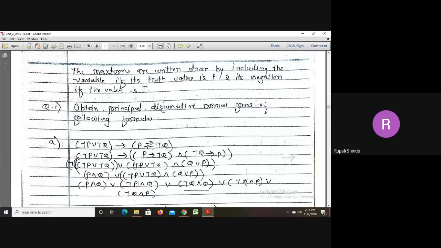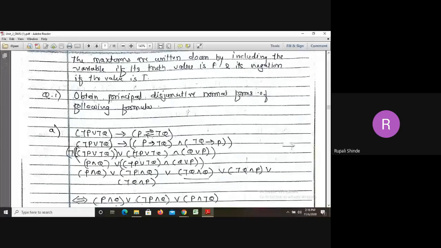Okay. Now what do we want? We want PDNF for this given formula. Which means outside the bracket OR should be there, inside the bracket AND should be there, and each and every bracket must contain P and Q. Now check here, P and Q. Yes, this contains both the symbols, so this is a correct bracket.